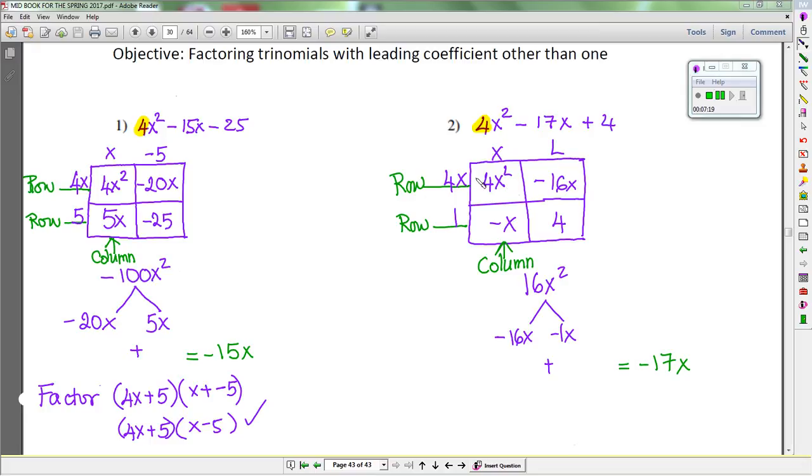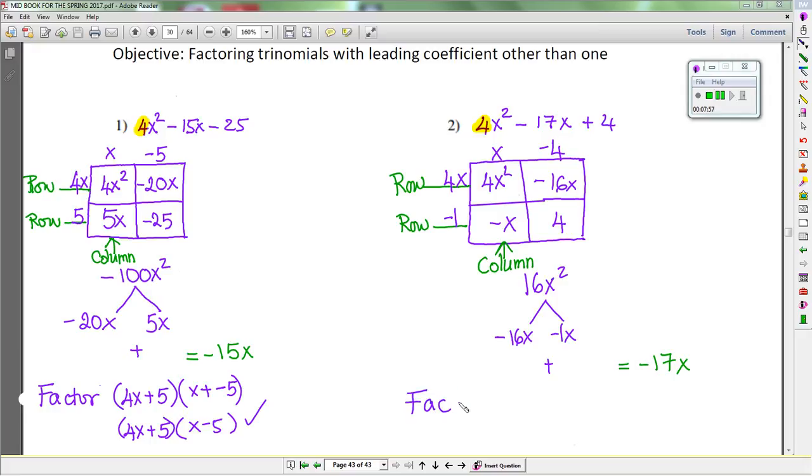4x times x is 4x squared. Now, if we do 4x times 4, it will give us 16x, not negative 16x. So I'm going to put in negative. 4x times negative 4 will give us negative 16x. Again, 1 times x is x, but I want to get negative x, so I'm going to put in negative 1. Negative 1 times negative 4 will give us 4.